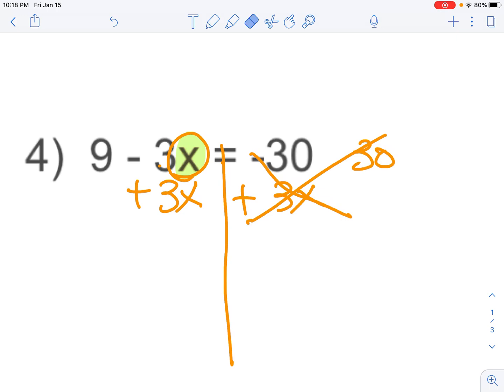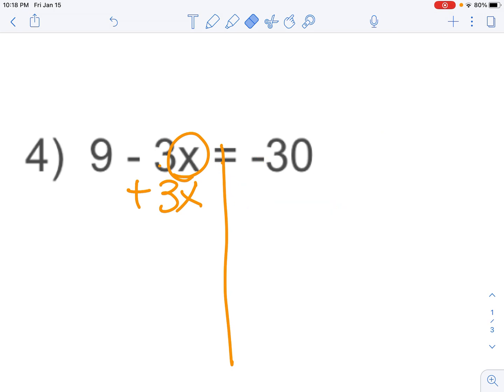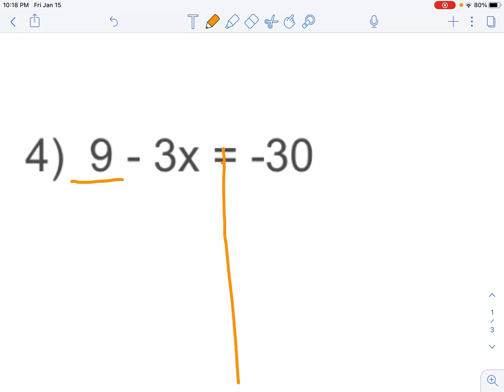Okay? What you need to do or remember is your vocab. You need to remember that you move the constant, and the constant is that number that's all by itself, not the number with the variable, the coefficient. So you're going to read it as a positive 9. To get rid of it and move it over to the other side of the equal sign, you make it the opposite, a negative 9.